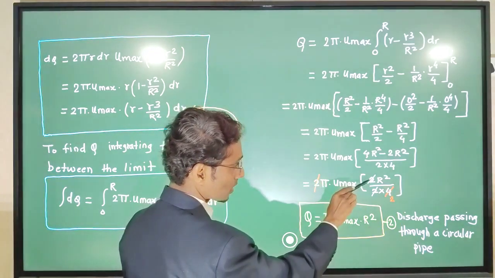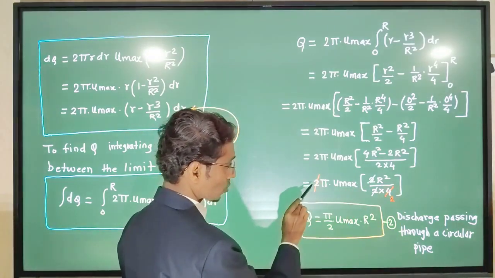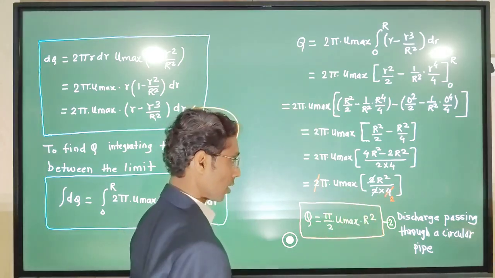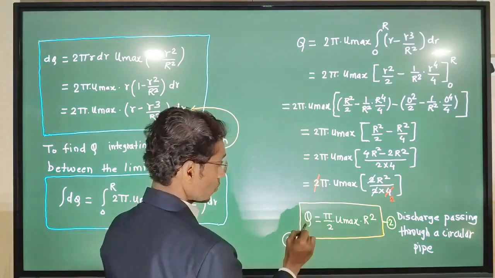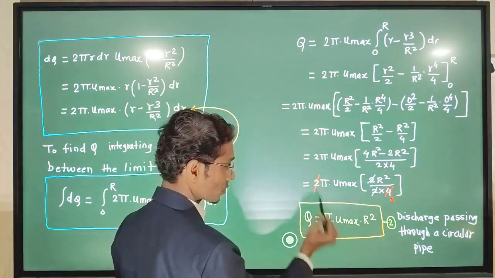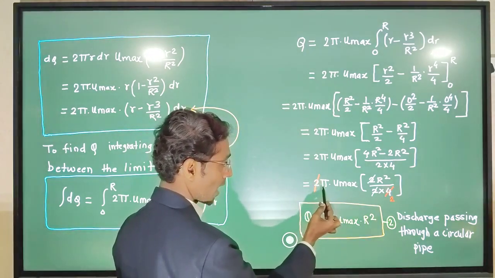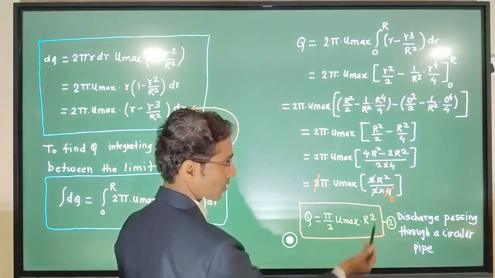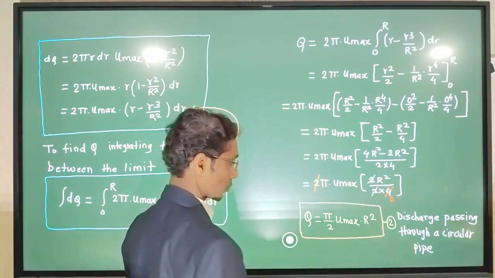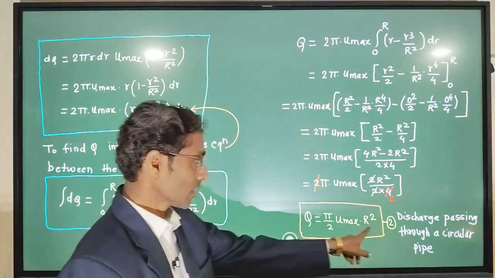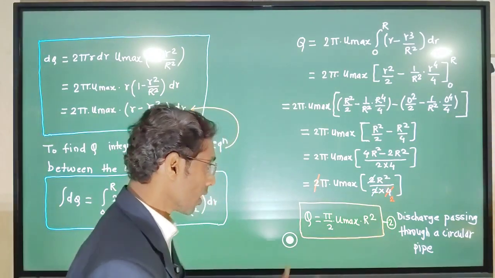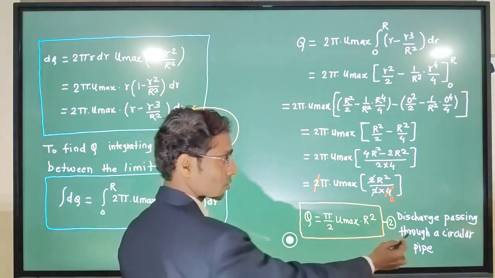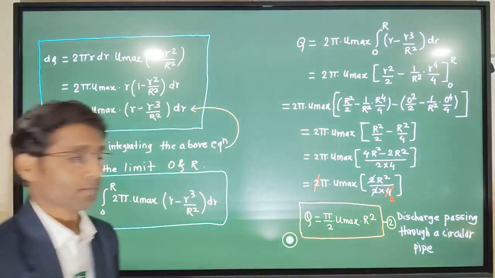Here, cancellation of these 2 and 2, and cancellation of this 2 with this 4 remains 2. Thus capital Q is equal to, the rest of the terms we write in this way, pi divided by 2 into u max into this capital R square. So this we say is equation number 2. This is the expression for discharge passing through a circular pipe.